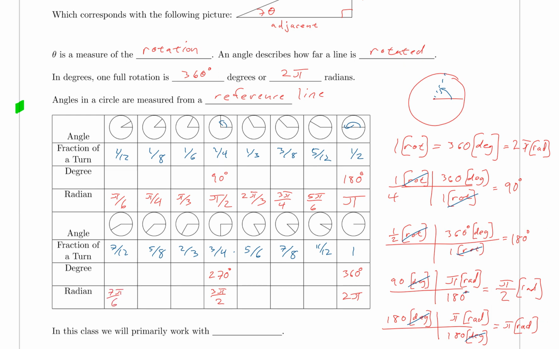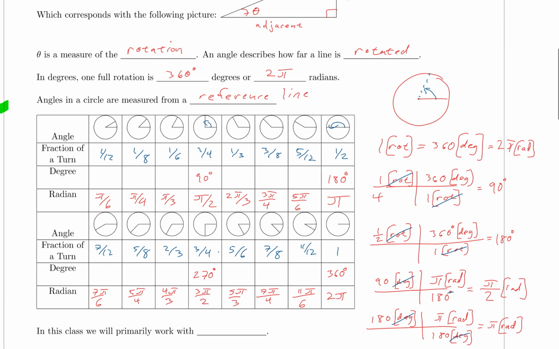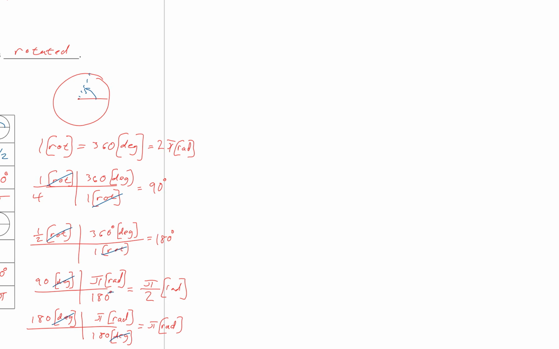7 pi over 6. Here we've got. Now for the remainder of these, we have to convert from radians into degrees, which is kind of the opposite of what we were doing down in this section here. In order to do that, we'll take this pi over 6 and work it out here on the side.